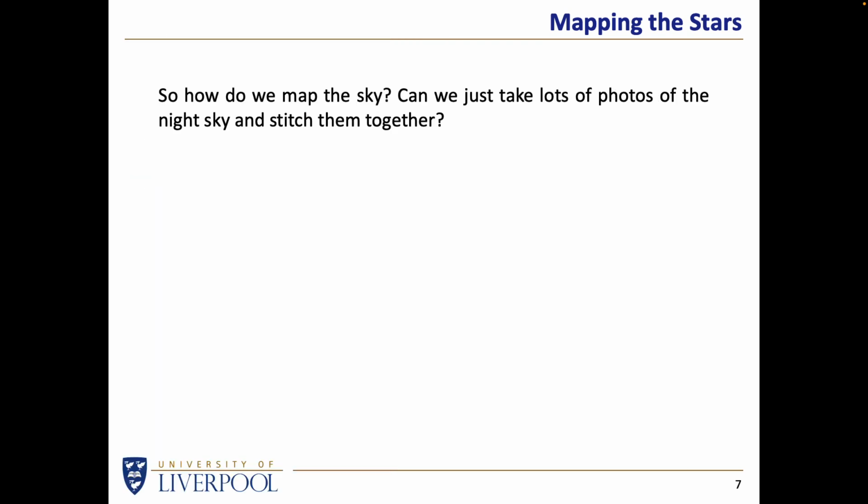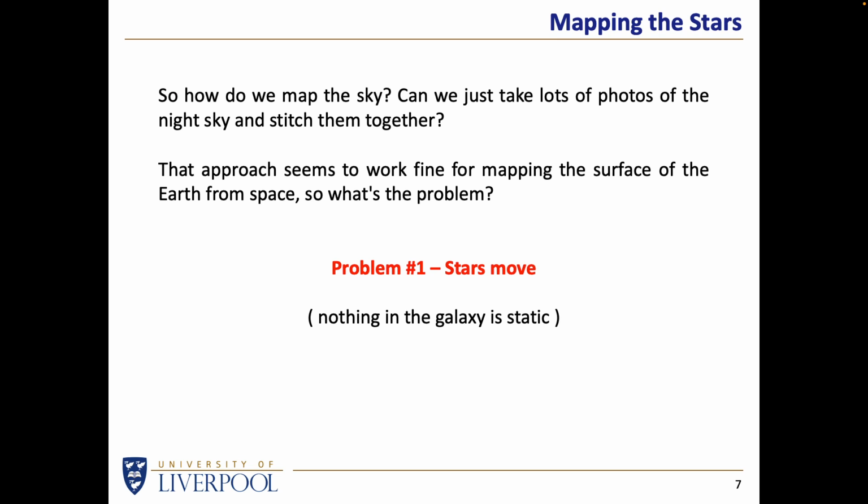So how do we map the sky? Do we simply take lots of pictures and stitch them together? Well, that works fine for the Earth, but it doesn't work for the sky, mainly because stars move. You don't tend to think of that from night to night, apart from the rotation of the Earth making the sky appear to move. You don't think of the stars actually moving around the Milky Way.